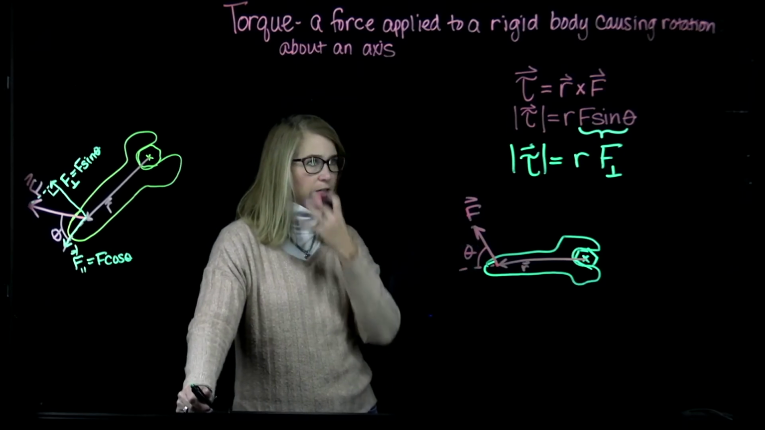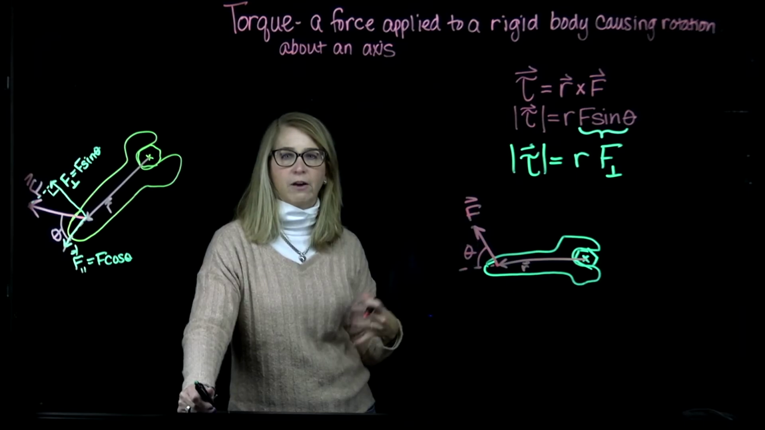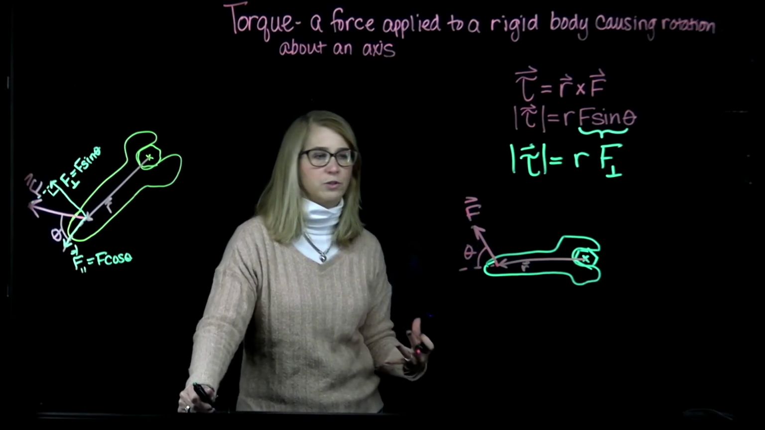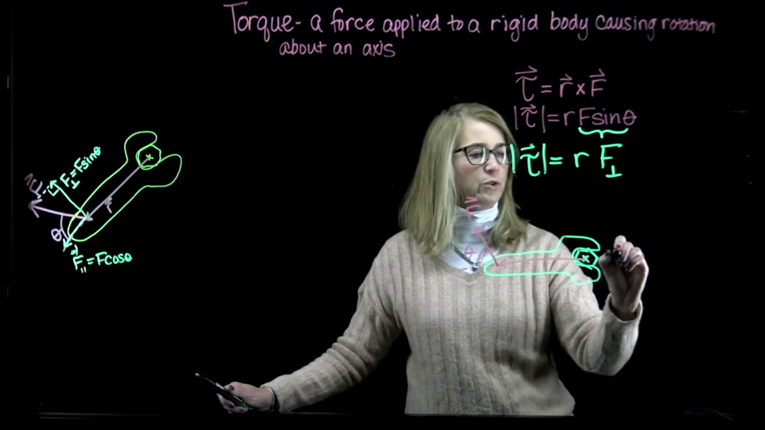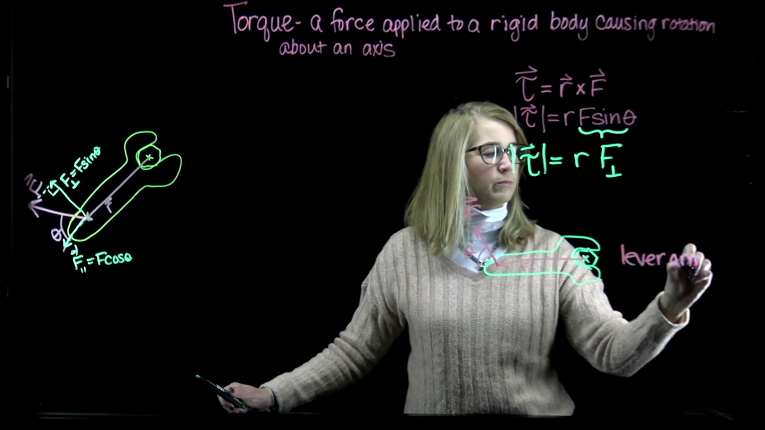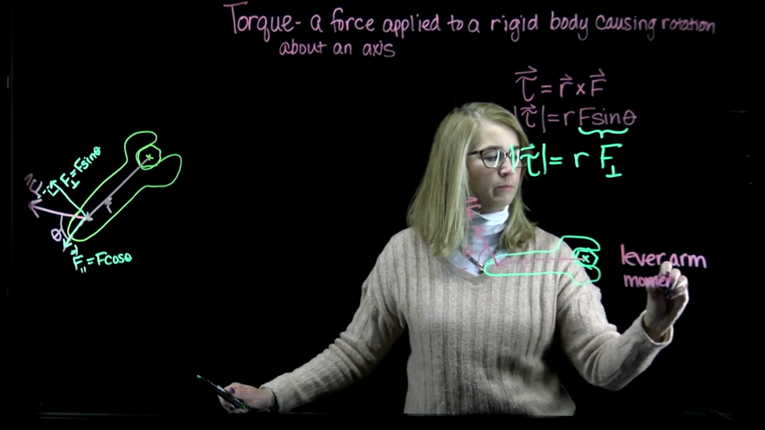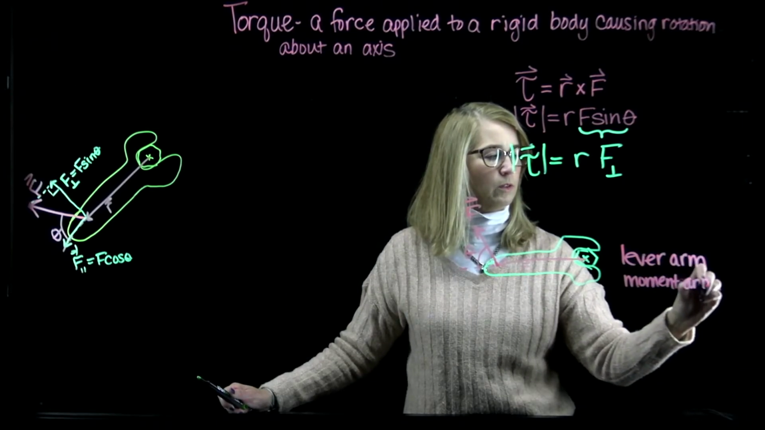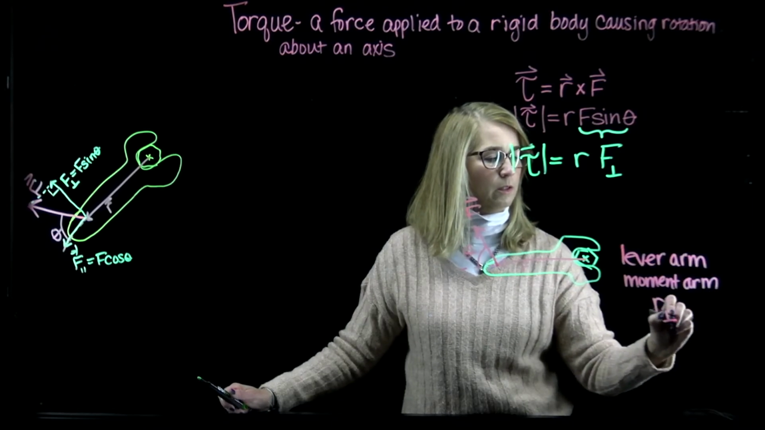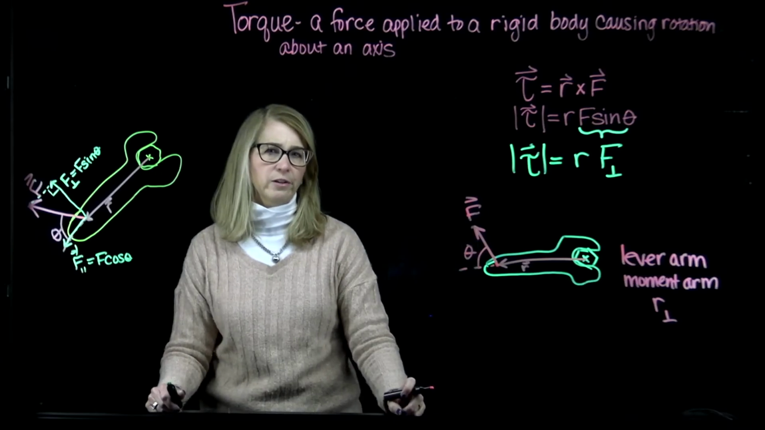Now, there's another way to think about how I can calculate the magnitude of this torque, and it's called using either a lever arm, or sometimes it's called the moment arm, or as we see in our book, we're going to call it R perpendicular.